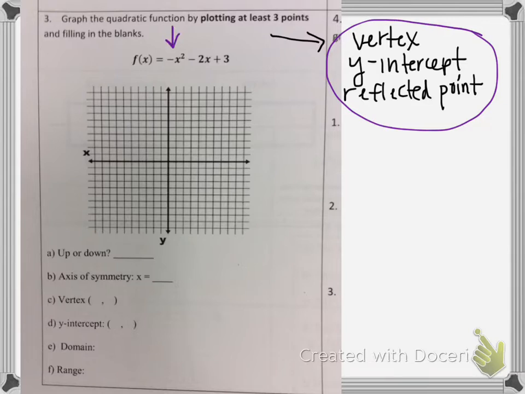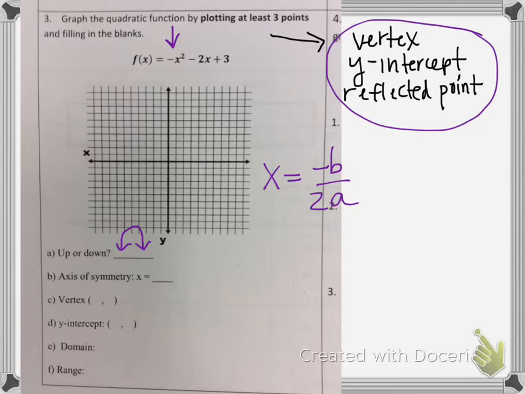If you have positive x squared, it's going up, and if you have negative x squared, it's going to be going down. So my U shape will have arrows pointing down. For part B, the axis of symmetry, the line that cuts it into two reflected halves. The formula to find the axis of symmetry is opposite of b over 2a.